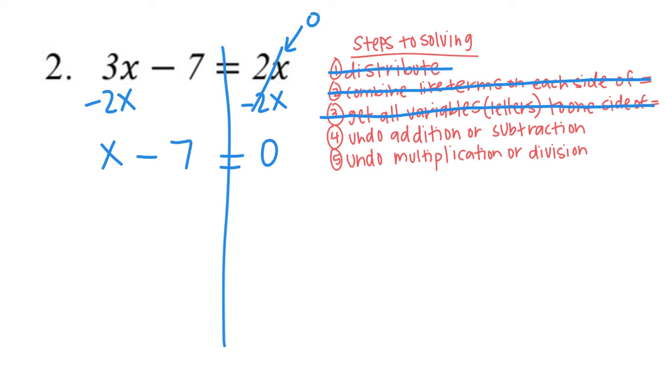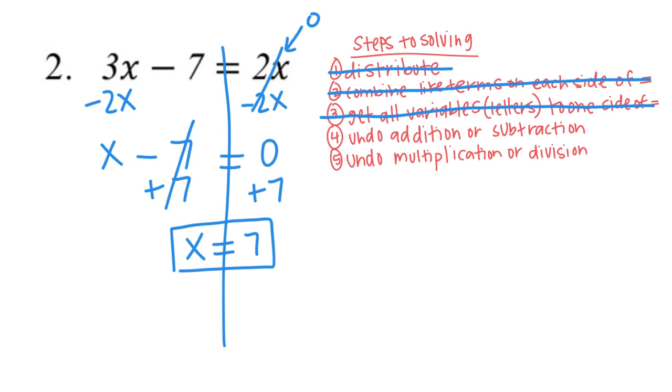Step 4, undo addition or subtraction. I see x minus 7. So if I do the opposite and add 7, negative 7 plus 7 would become 0. That's what we wanted. And if I do it to one side, I have to do it to the other side of my equals. So I'm left with x equals, and 0 plus 7 leaves me with 7. And I have my x all alone, so I don't even need to do step 5.